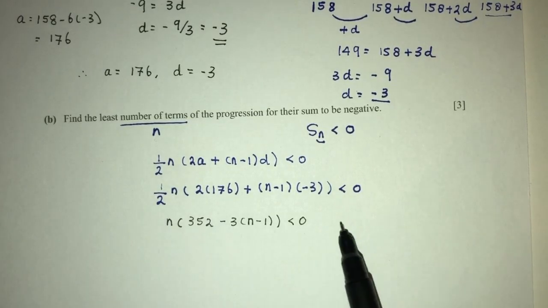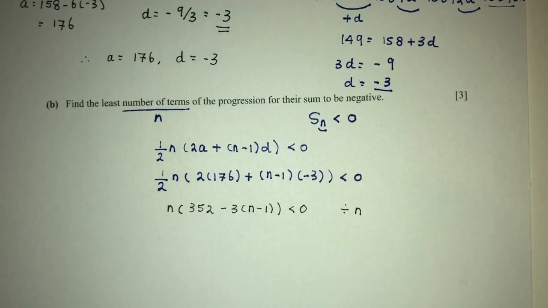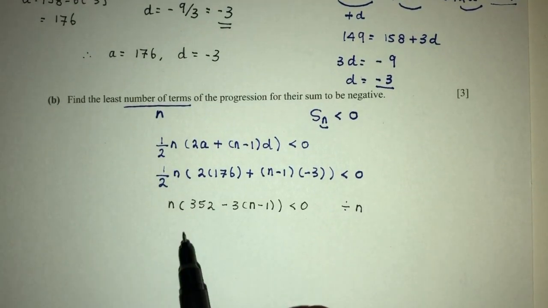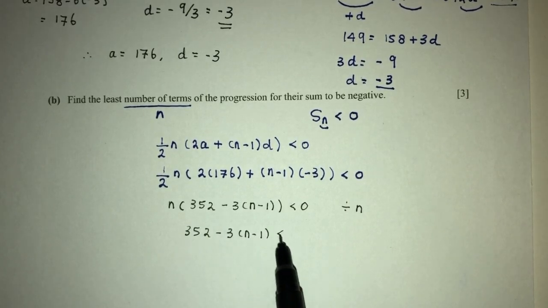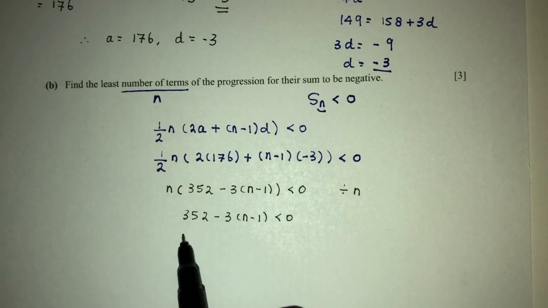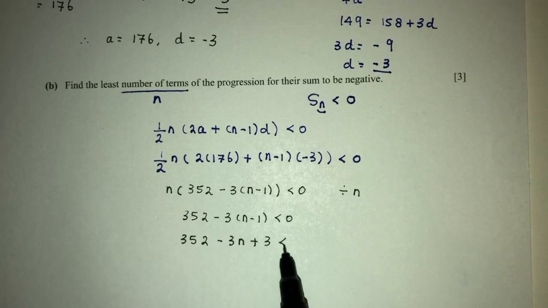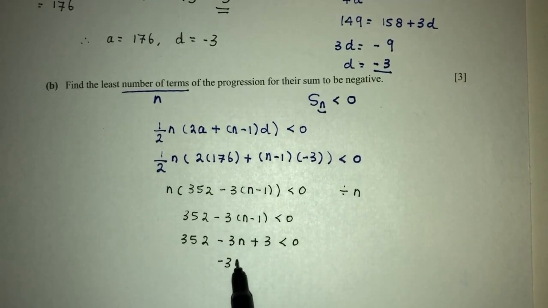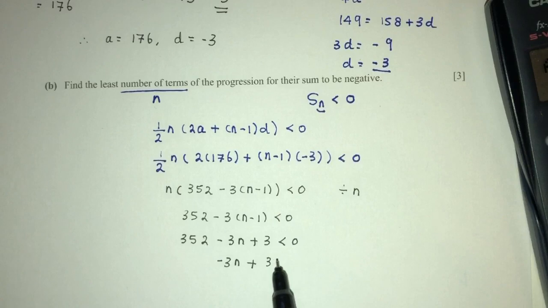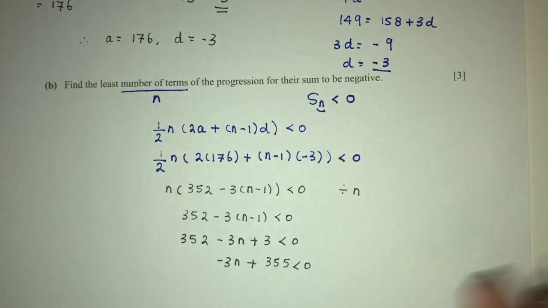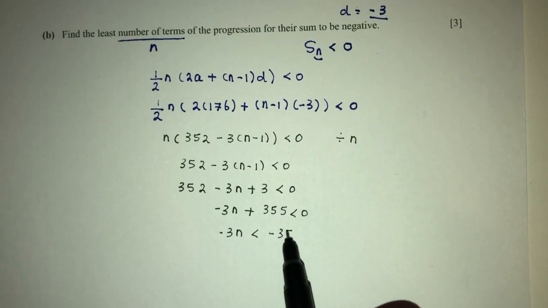Now because n is common, we can just divide by n everywhere, because there's no way that n can be 0, right? So we are just trying to find the positive value. So you will have 352 minus 3 times n minus 1. Now we can expand the brackets. You will have 352 minus 3n plus 3 less than 0. So 352 plus 3, that will be 355, minus 3n less than 0. Now we can send this over here, so minus 3n less than minus 355.